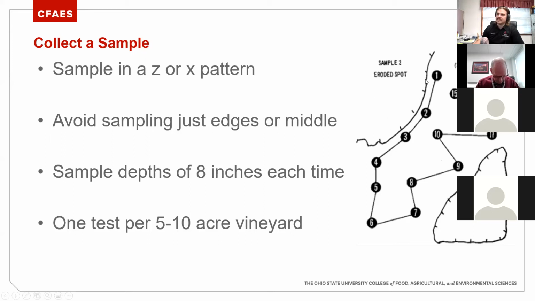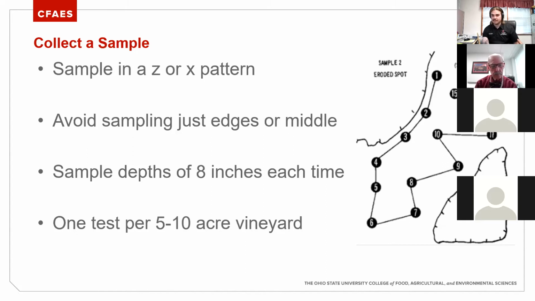The next one is up to the left. It has an eroded spot there, so they're staying away from that eroded spot because they know that would compromise the rest of the soil test. And then down here at the bottom right, it says sample 3 low spot. So there's a low spot there, and they know that would be different as well. So they're staying away from that.